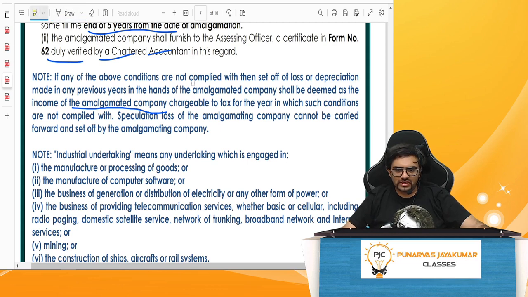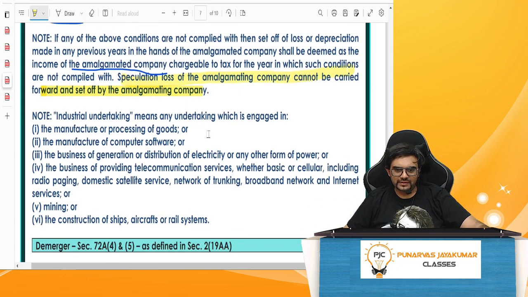And guys, it is only talking about business. Speculative loss of the amalgamating company cannot be carried forward and set off by the amalgamated company.